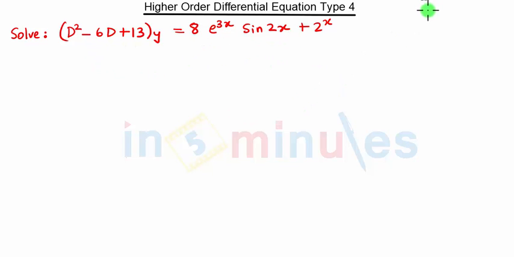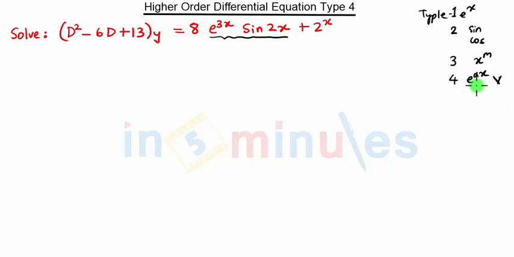Before that, as you can see, in type 1 we have e raised to ax. In type 2, we have sine or cos of ax plus b. In type 3, we have x raised to m. And in type 4, we have e raised to ax into v. This part matches with e raised to ax into v, where v is some function of x, so sine 2x will be v. But we do not have any type of 2 raised to x. So this part is not there in our types.